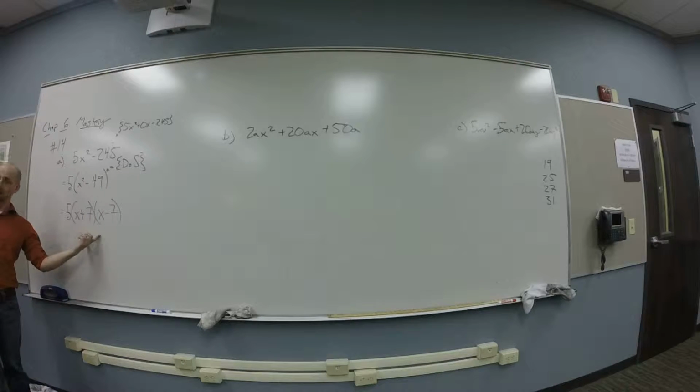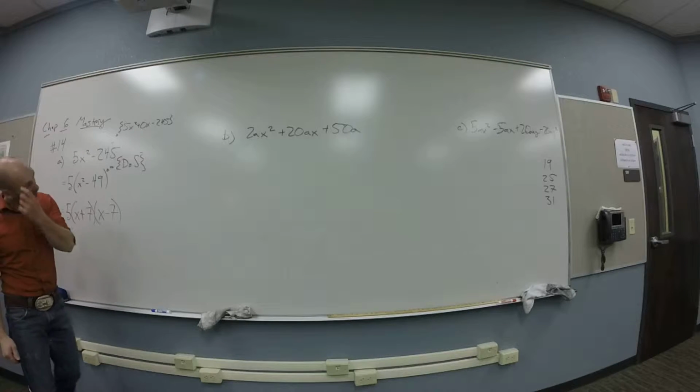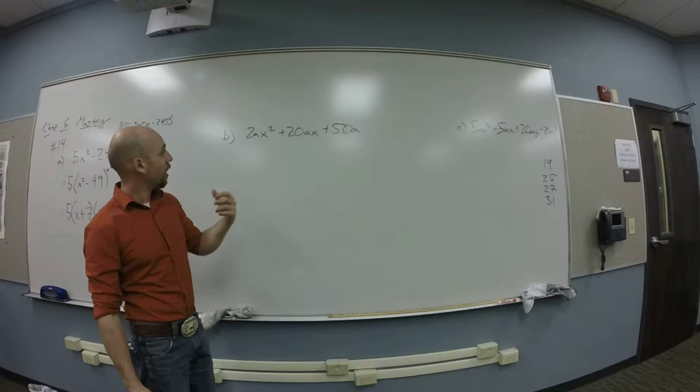And the reason for that is that when I FOIL it back out, right, what happens to the middle terms? It's 0. Yeah, they have opposite signs, right? They add to 0. Okay, cool. How about part B?